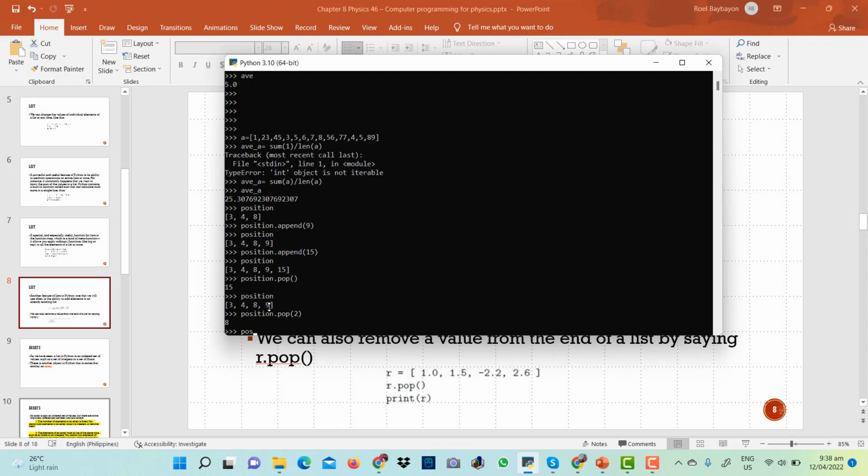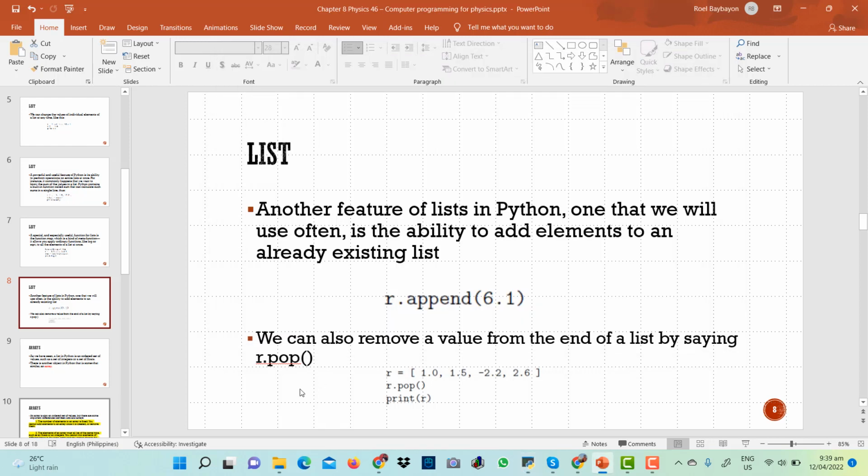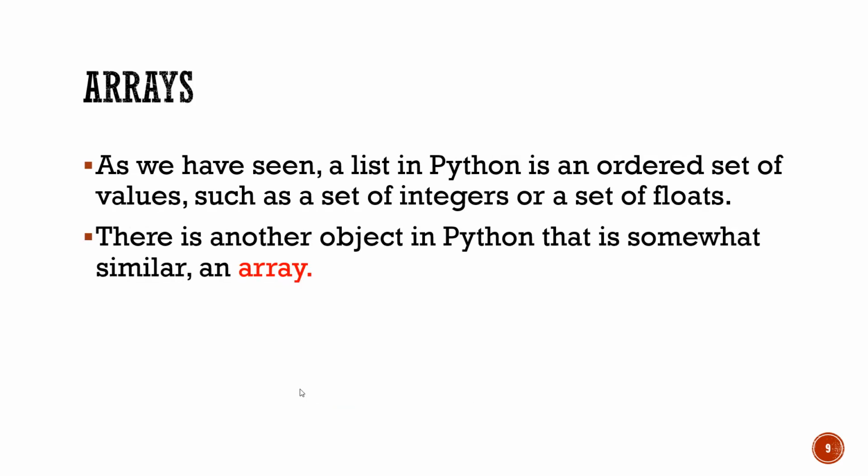Okay? So when you print the position, then 3, 4, 9 are what remain. Okay? So that's it, no? Append, if you add, then pop if you remove an element from your list. Okay? So I have that. So one advantage of a list is, you can add and you can remove elements inside the list.